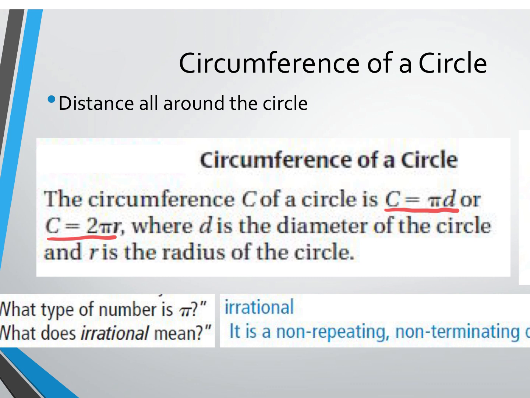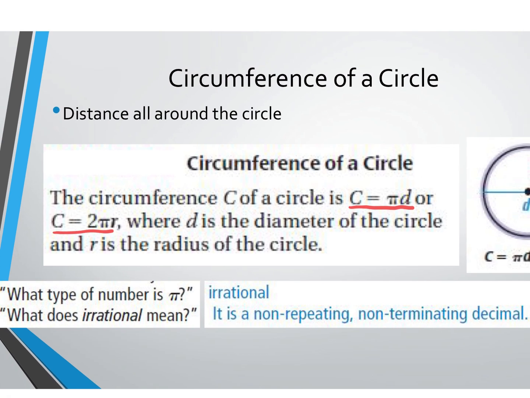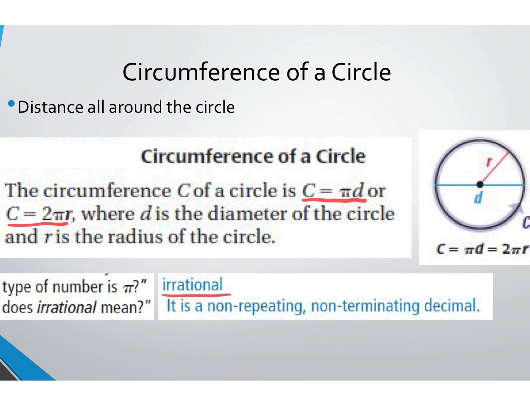Now, pi is a symbol. How many of us have seen the symbol pi before? If you have not, pi is a ratio that we use for circles, and it helps us figure out the circumference of a circle. It's a number, but it is irrational. An irrational number is a number that's non-repeating, so it doesn't repeat itself, and it's also non-terminating. That means it is a decimal that will never end. Nobody knows the very end of pi, but you can get as far as you want. And irrational means you cannot write it as a fraction either.